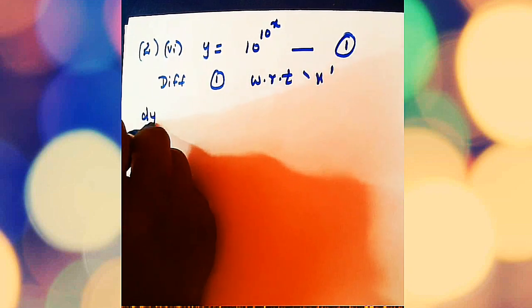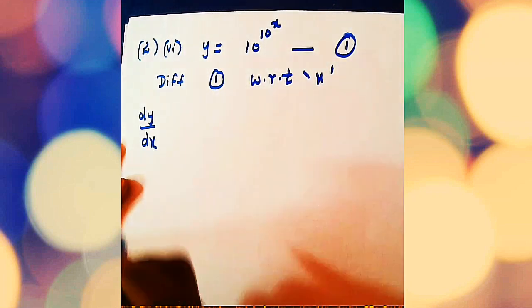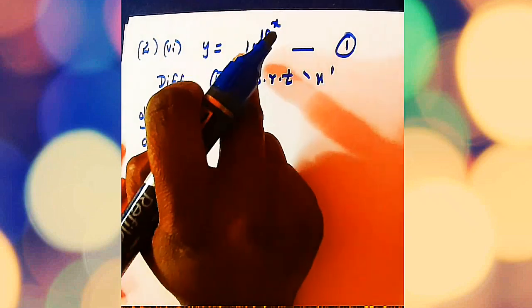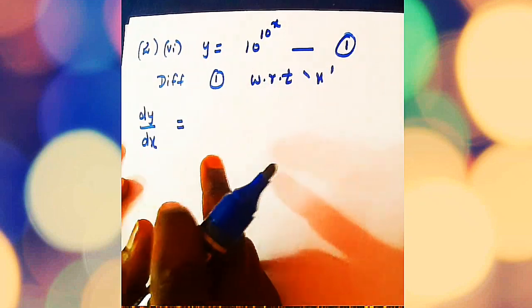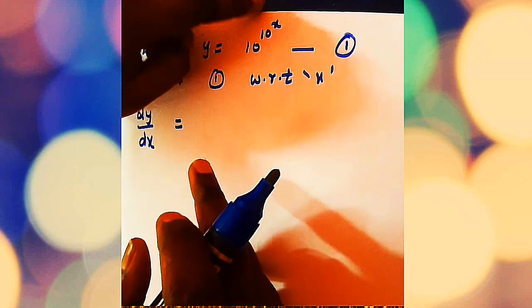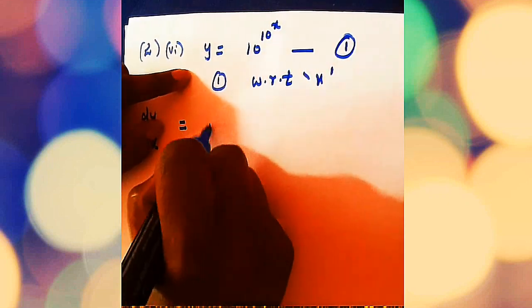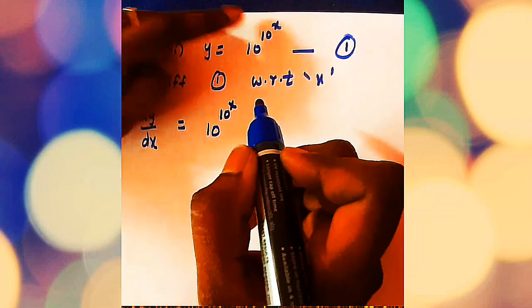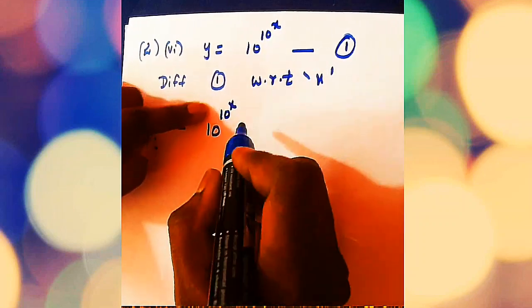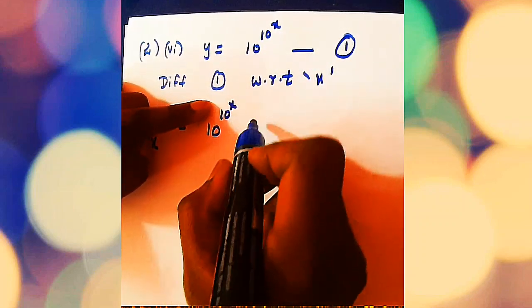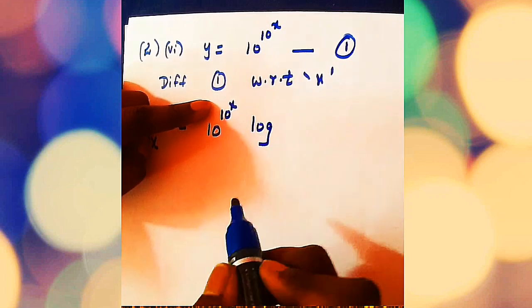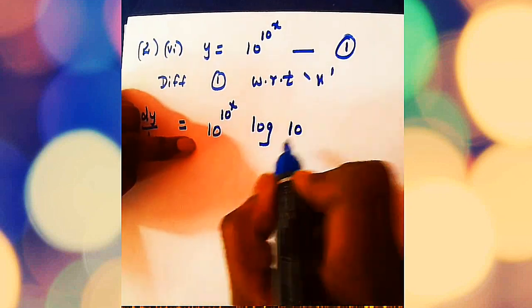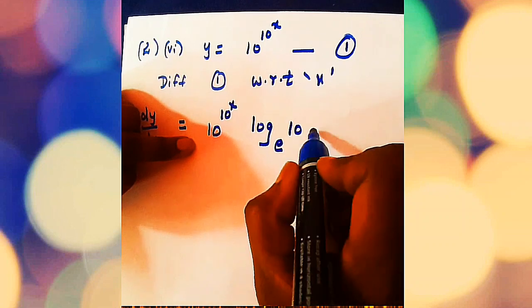So when you differentiate y with respect to x, you will get dy by dx, which is equal to what is differential of a to the power x? A to the power x. What is a? 10. Okay, 10 to the power 10 to the power x, because in place of x you have 10 to the power x. What is the formula? A to the power x log a. What is a actually? 10 to the base e.